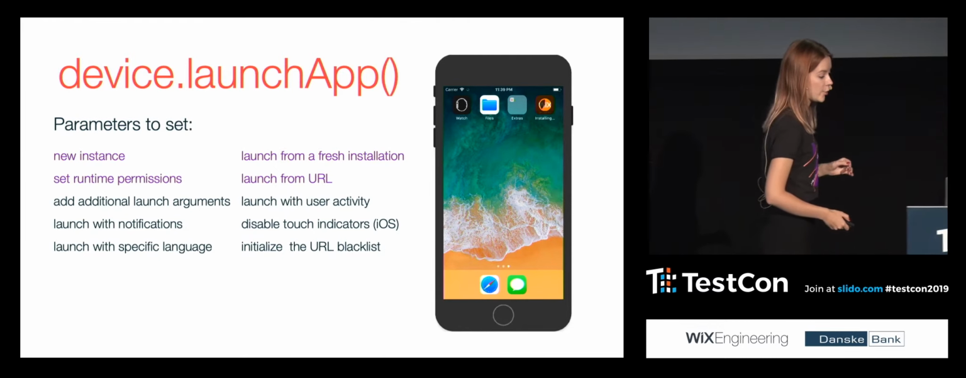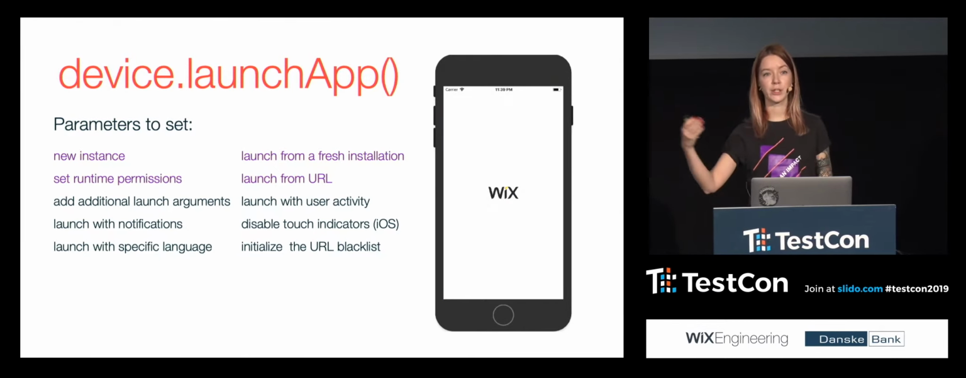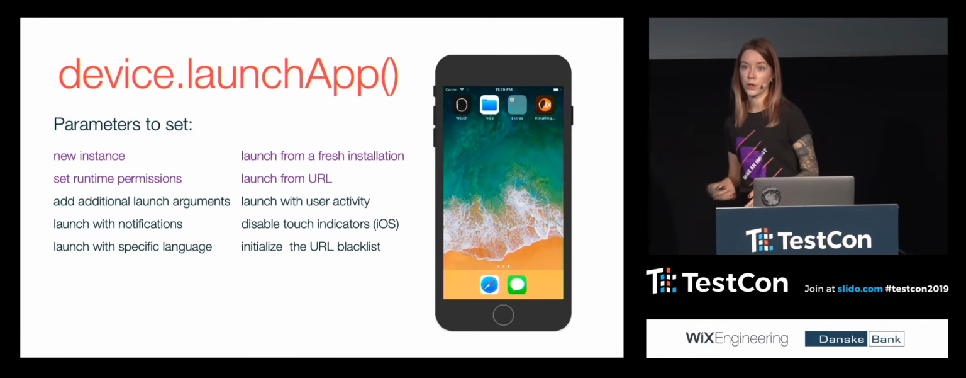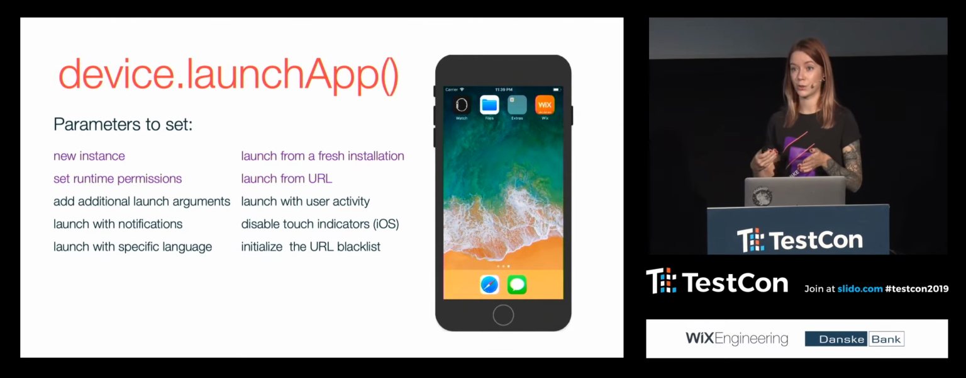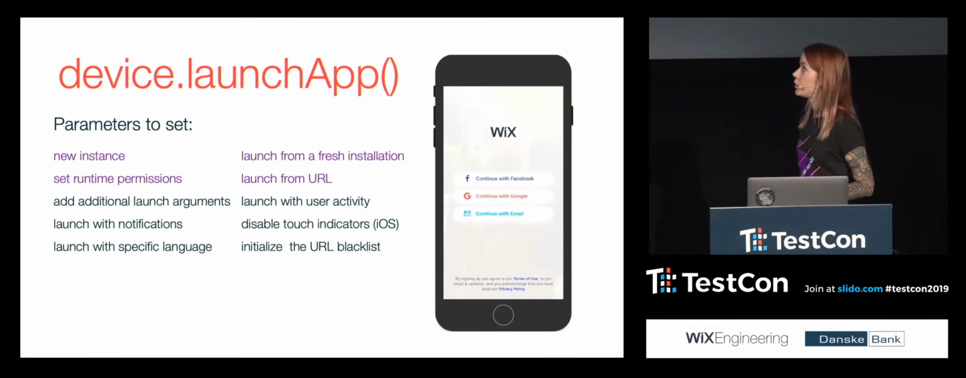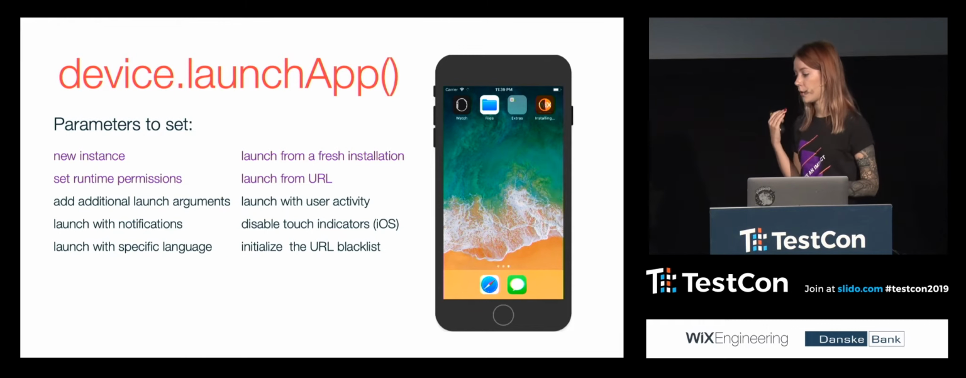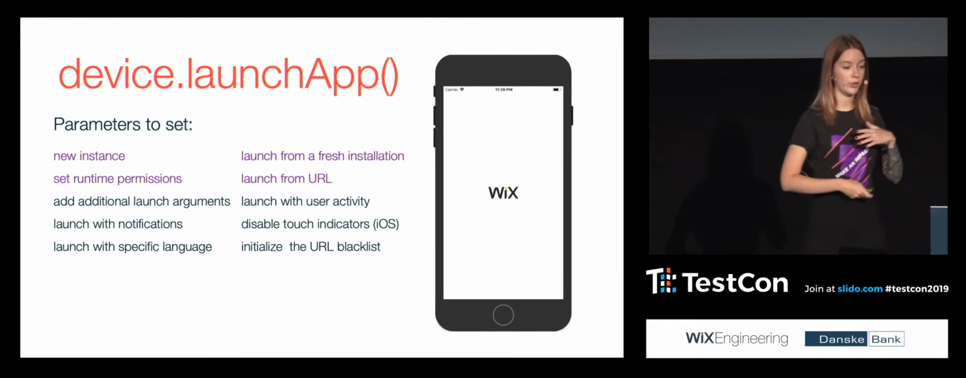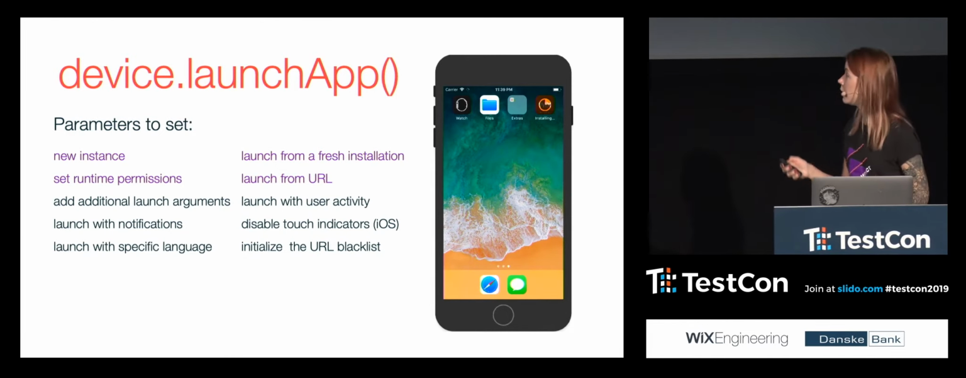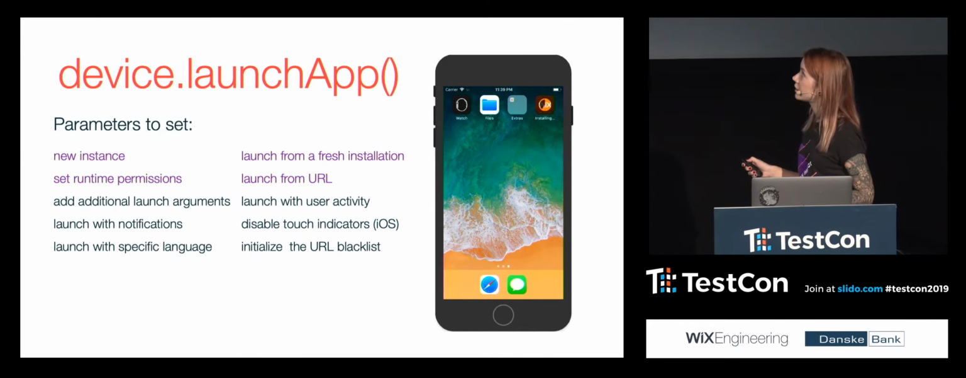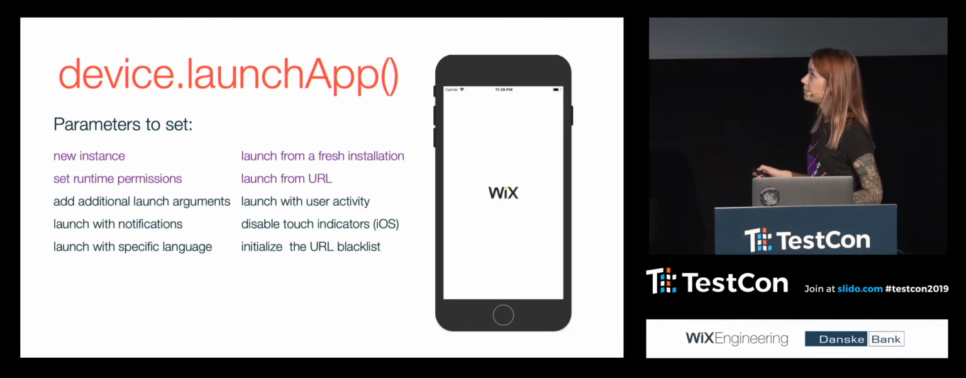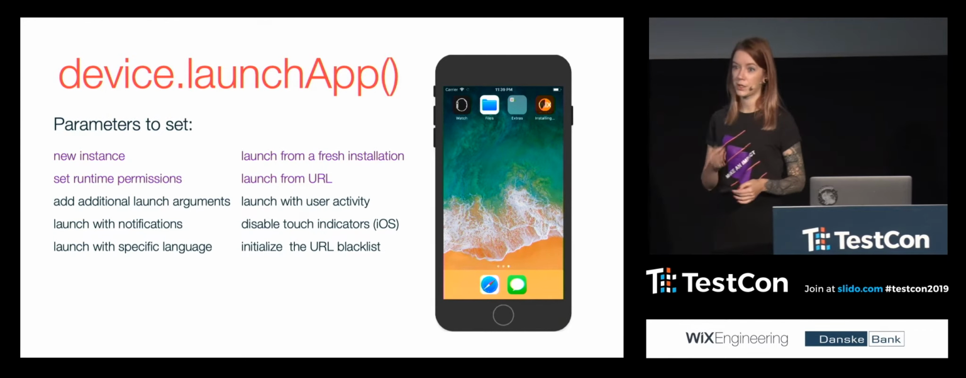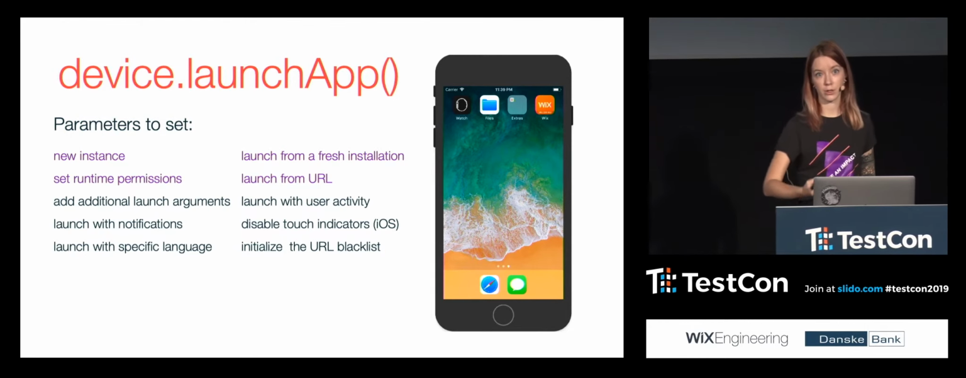native alerts. For example, when you run the application for the first time, you would get an alert asking would you like to allow notifications. You do not want to see that, as it could cause flakiness, and it also includes different parameters such as permissions for photo library, permissions for camera, calendar, etc. Then we have launch from fresh installation and launch from URL. This allows us to run our app whether it was triggered by some kind of an external call or a link.